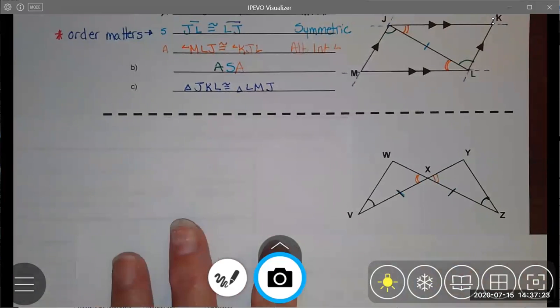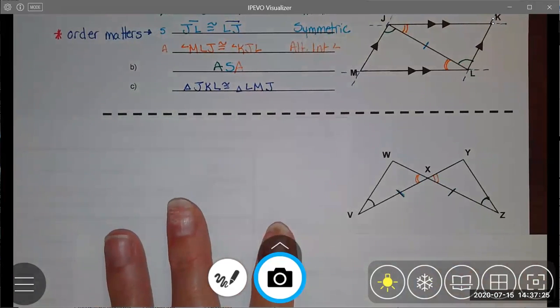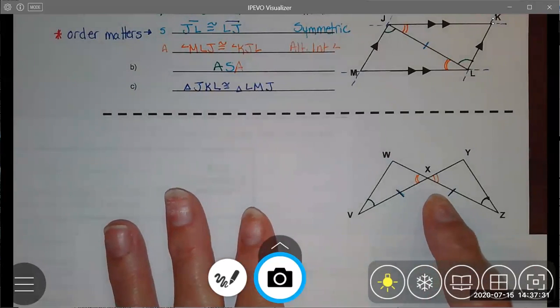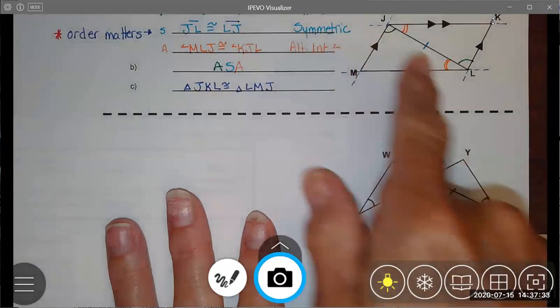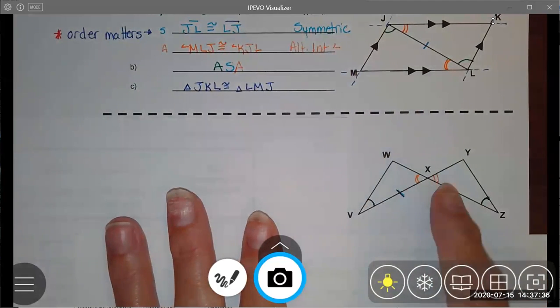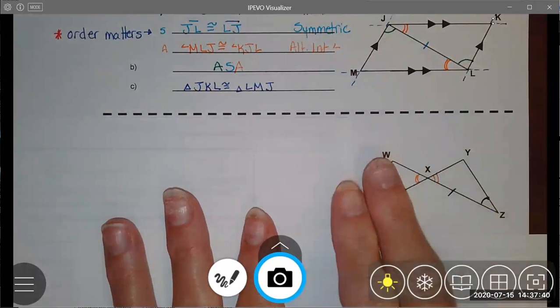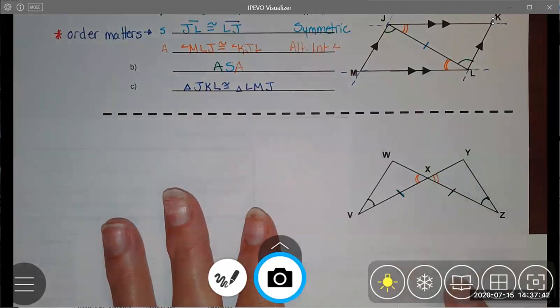Here's another example. In this case, I am given 2 triangles. I immediately notice that I have vertical angles. Vertical angles are another one of those hidden congruencies like shared sides. Vertical angles are always congruent, and so that gives me a visual indication that this is just a fold or a flip.